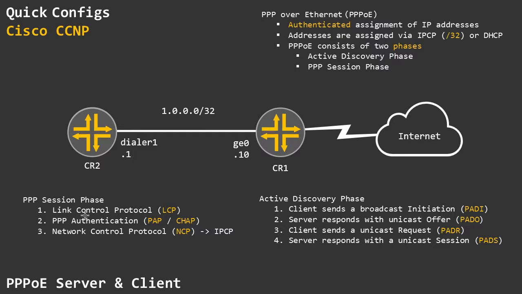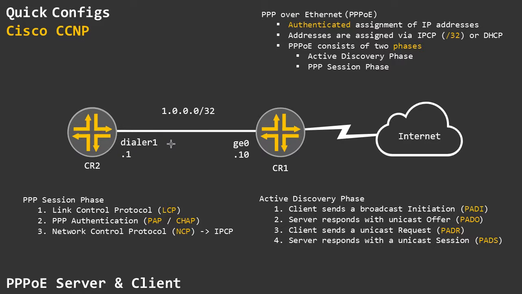Once this has been established, we move over to the PPP session phase, where the link control protocol is established. After that, we go through the PPP authentication if we configure that. The last step is the network control protocol, NCP, which actually gives out the address, in this case via IPCP. Because it's PPP, we create host routes for our neighbor. CR1 will create a /32 host route to the .1 address for CR2, and likewise, CR2 will create a host route for CR1.